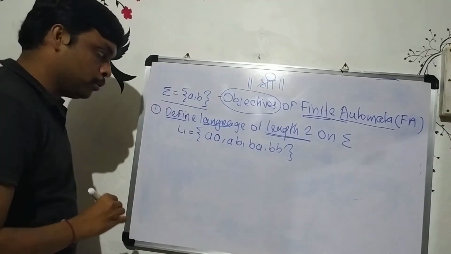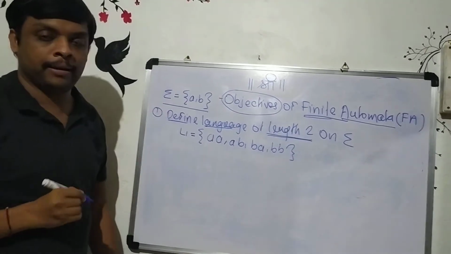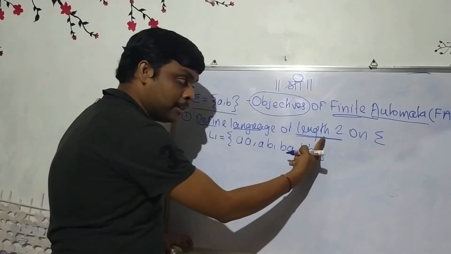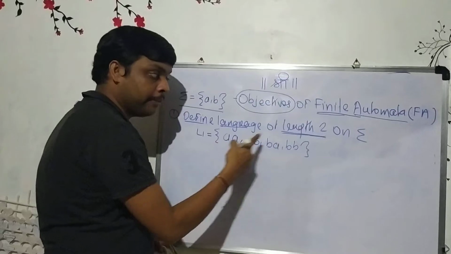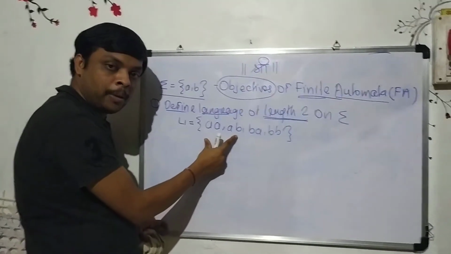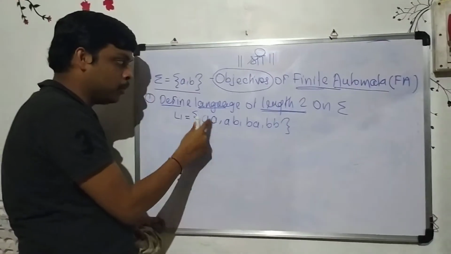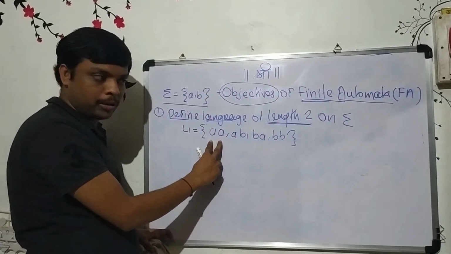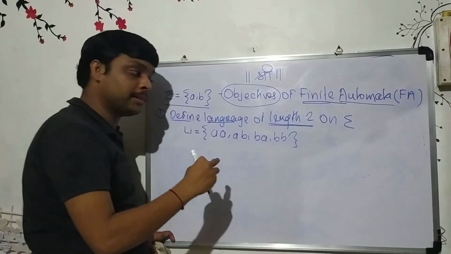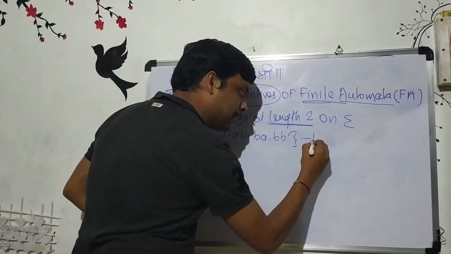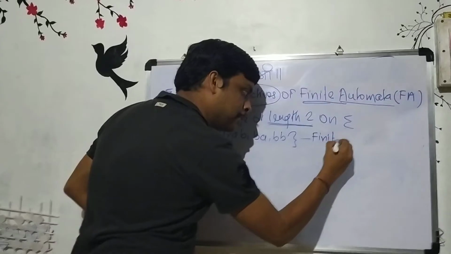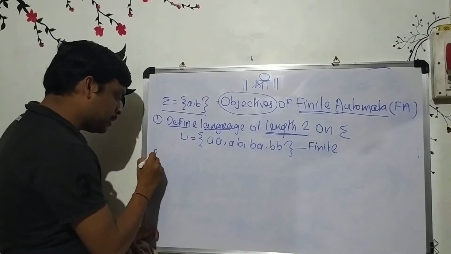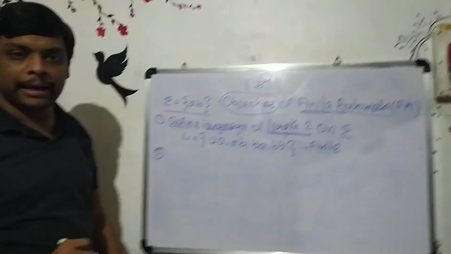So this is a finite language. Why is this a finite language? Because in this language we have to mention strings of length 2 only, and only 4 possible combinations are there of length 2. That number 4 is fixed, and because of that reason this language is called a finite language.